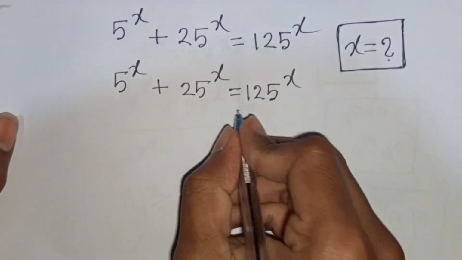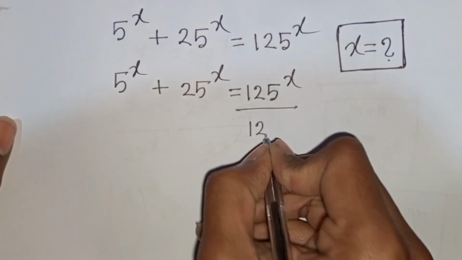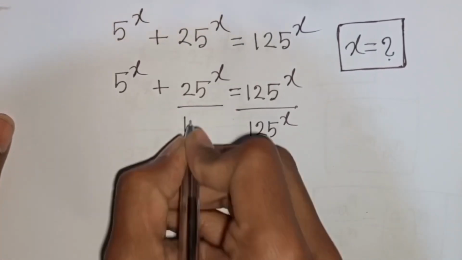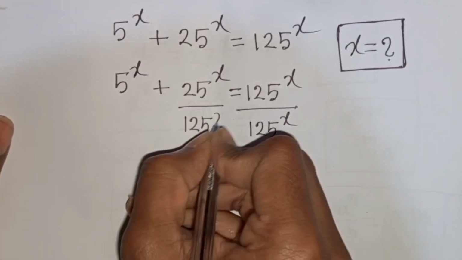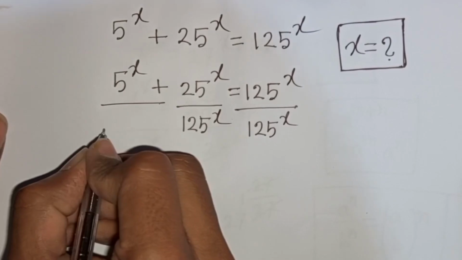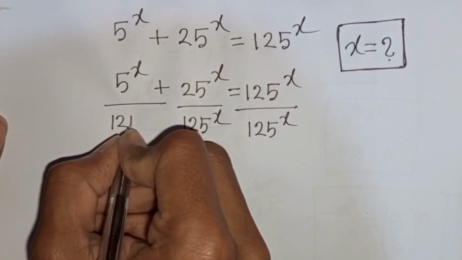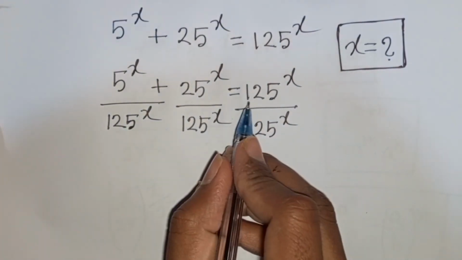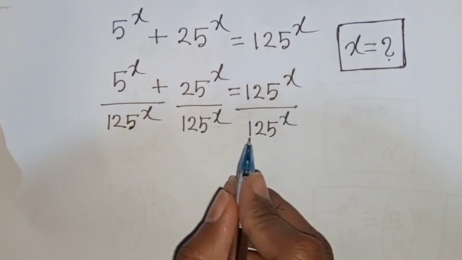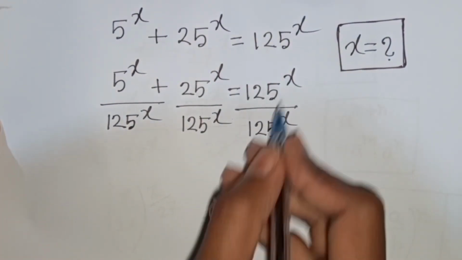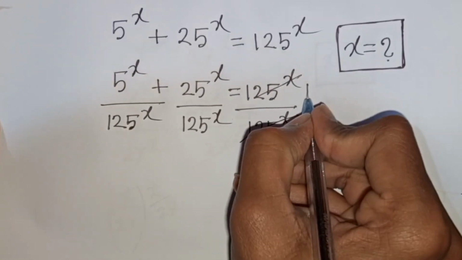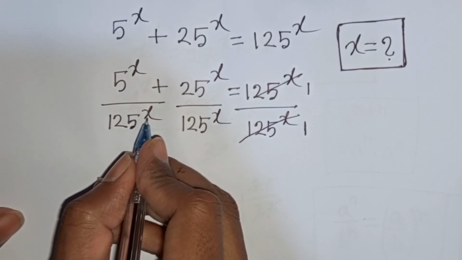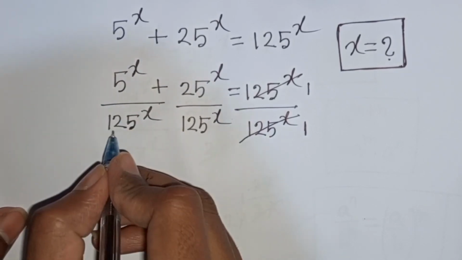So divided by 125 power x. Now we see this 125 power x, this 125 power x will be cancelled. So here on, here on. Now from here we see x same power but different base.